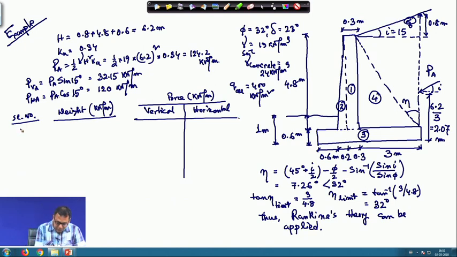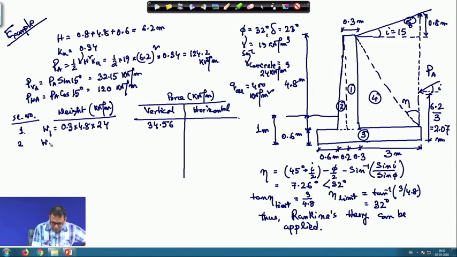Okay. The first one is the first serial number, the first weight, whose height is 4.8 and width is 0.3 meter. So, W1 is the rectangle. So, 0.3 into 4.8, and it is the retaining wall, so the concrete unit weight is 24. And this will be the vertical force. So, the vertical force will be 34.56 kilonewton per meter.